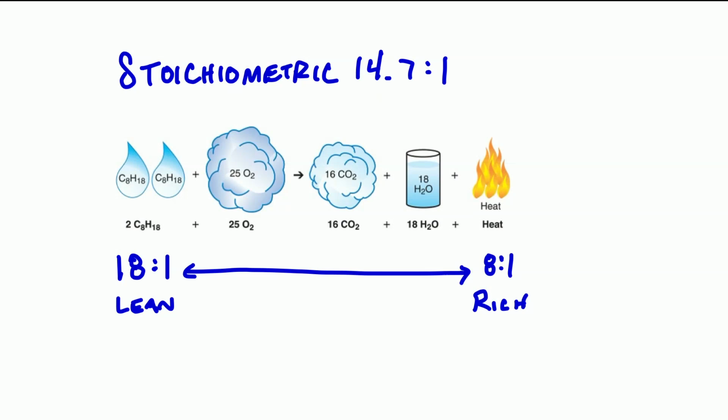So, first off, by means of review, we have a couple terms that we need to be familiar with. The first one is stoichiometric mixture. The stoichiometric value is the ideal combination or ratio of air to fuel by weight to support combustion. This happens to be 14.7 pounds of air to 1 pound of gasoline or fuel that we're burning.